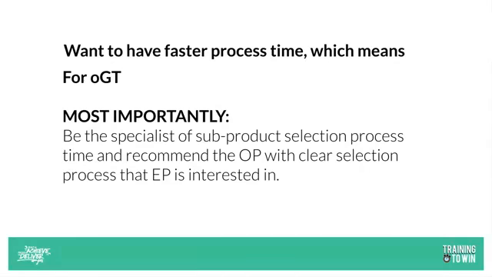So it is very important that you are very clear about what the selection process is in the sub-product that you are focusing on. So I highly recommend that you focus on no more than 1 to 2 sub-products. Otherwise, it will be very difficult for you to understand, for this industry and sub-product, what the usual and normal selection process looks like, so it will be very hard for you to align all the IGT people and also to recommend the OP with a very clear selection process.